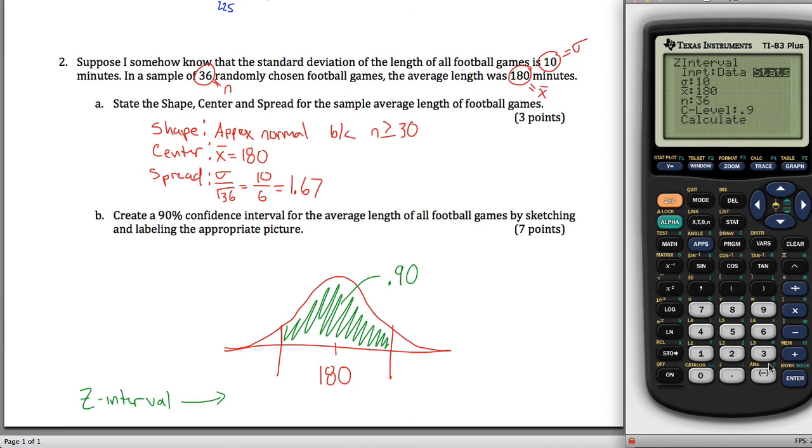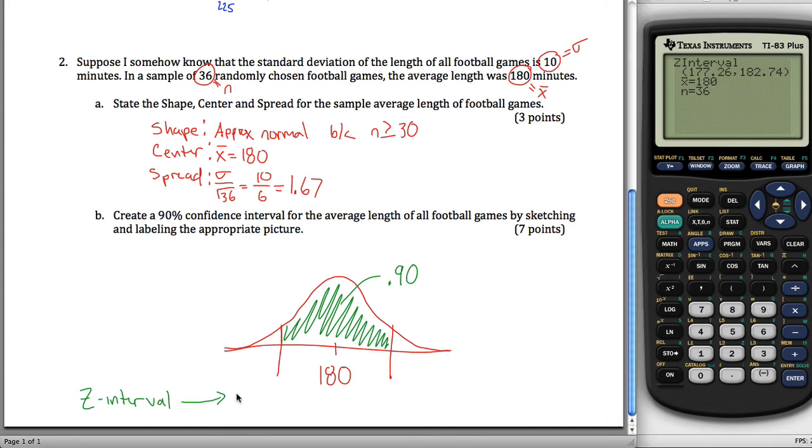And if you put in all that information and calculate, it'll give you two values: 177.26 and 182.74. Note that I put in sigma because it asked for sigma. I didn't put in my spread here. The calculator calculates the spread all on its own.